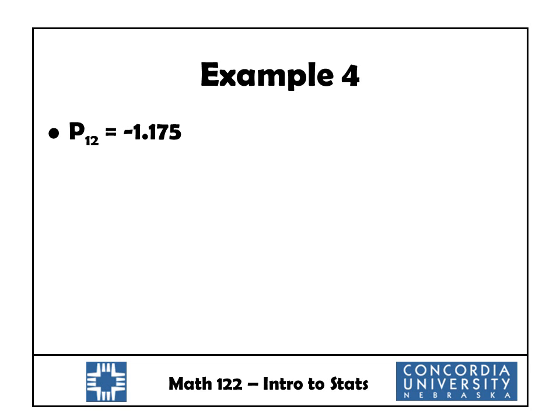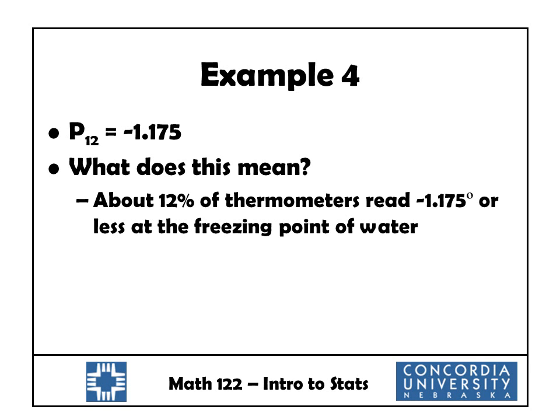So just add them up, divide by 2. So that's going to be our 12th percentile. Okay. So that's our 12th percentile. What does this mean? Well, about 12% of the thermometers will read negative 1.175 degrees or less at the freezing point of water. Again, note that the subscript is a percentage and the right-hand side is a temperature reading.